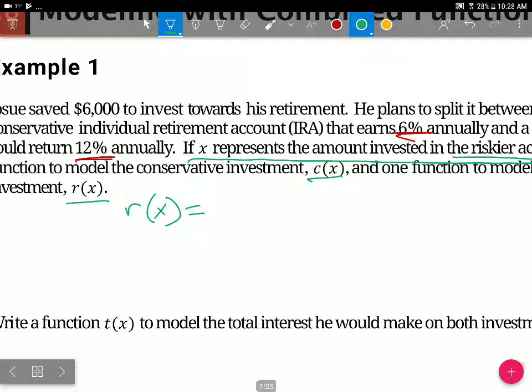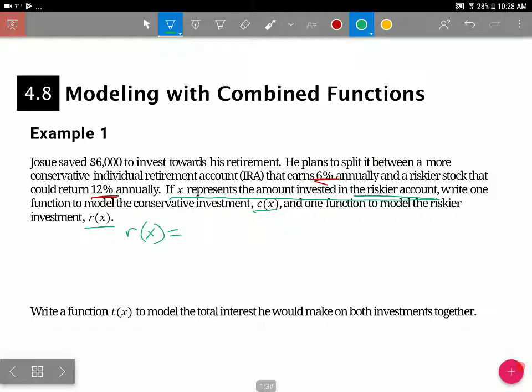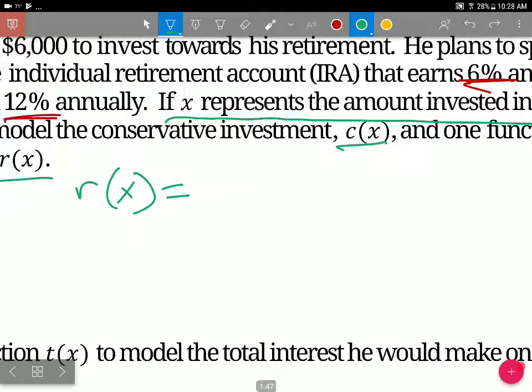Well, what percentage does he make on the riskier amount? Does he make the 6% or the 12%? It's the 12. The riskier stock could earn 12% annually. All right, so 12%. How do you use 12% in an equation? Is it 0.012 or just 0.12? 0.12. You only got to move it twice. So 0.12x, because x is how much you put in the riskier account.